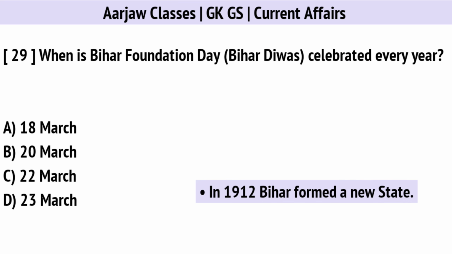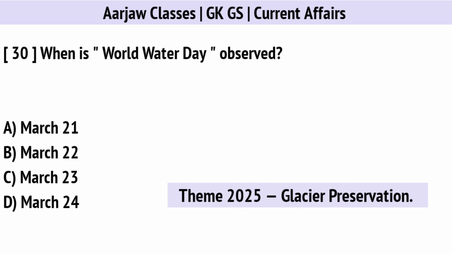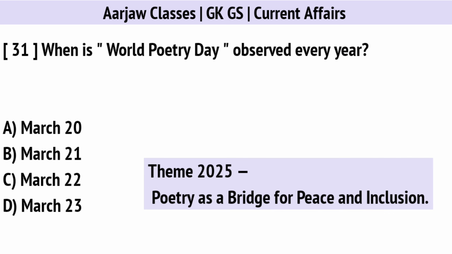When is Bihar Foundation Day celebrated every year? Correct option is C. On 22nd March. World Water Day observed every year on which date? Correct option is B. On 22nd March. Recently World Poetry Day observed on which date? Correct option is B. 21st March.